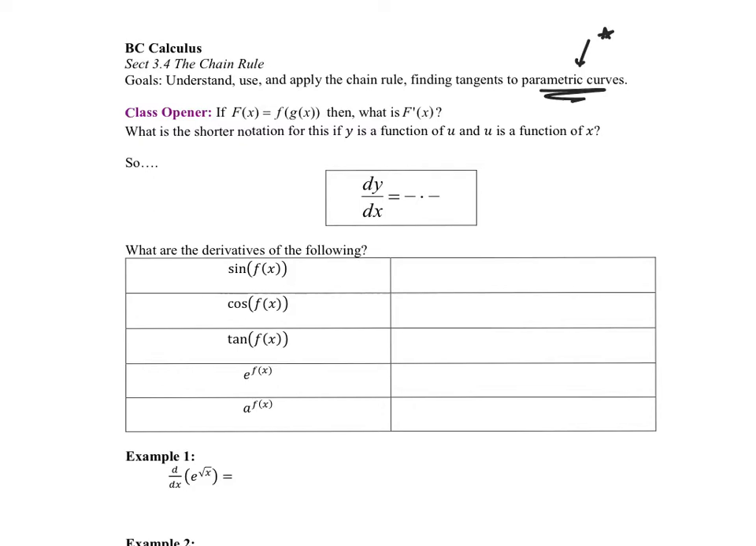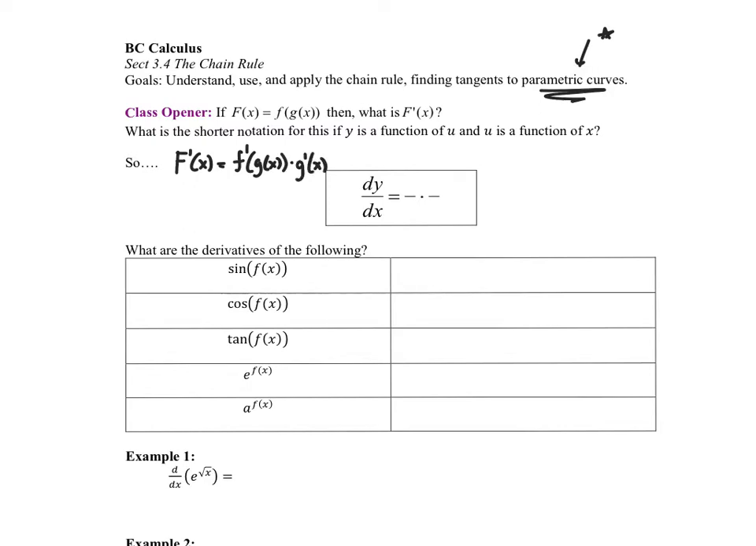Class opener for today is if big F of x is equal to f of g of x, then what is big F prime? Well, we know the chain rule. Prior to that, big F prime would equal the derivative of the outer, leave the inner alone, times the derivative of the inner.